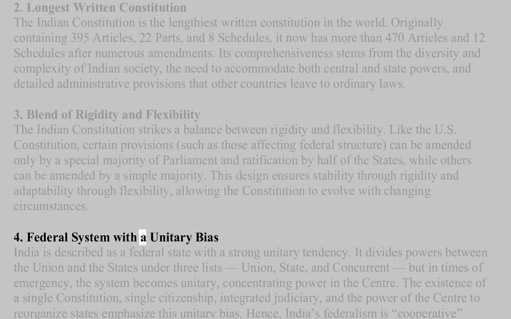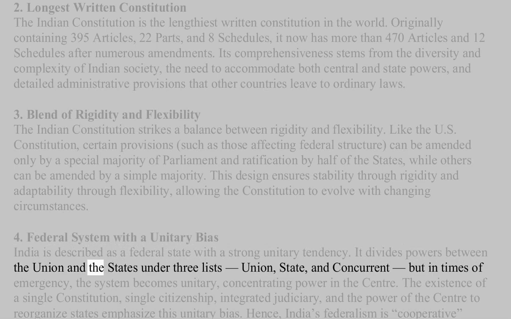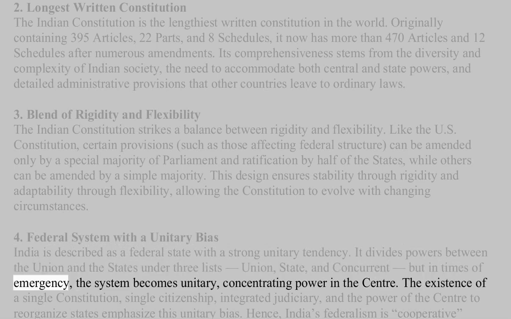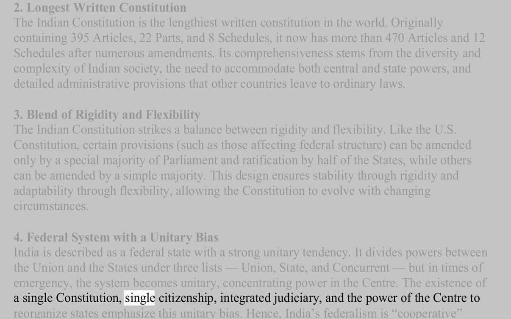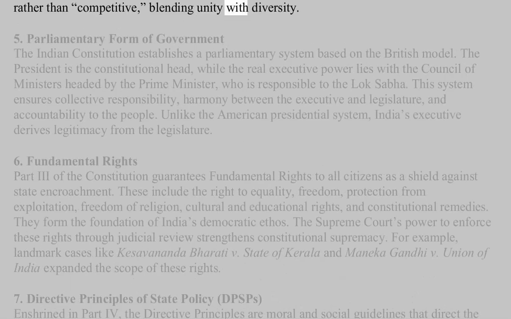4. Federal system with a unitary bias. India is described as a federal state with a strong unitary tendency. It divides powers between the Union and the states under 3 lists: Union, State, and Concurrent, but in times of emergency, the system becomes unitary, concentrating power in the center. The existence of a single constitution, single citizenship, integrated judiciary, and the power of the center to reorganize states emphasize this unitary bias. Hence, India's federalism is cooperative rather than competitive, blending unity with diversity.